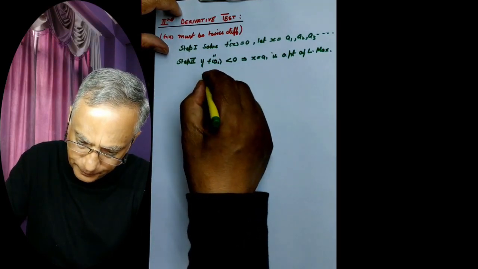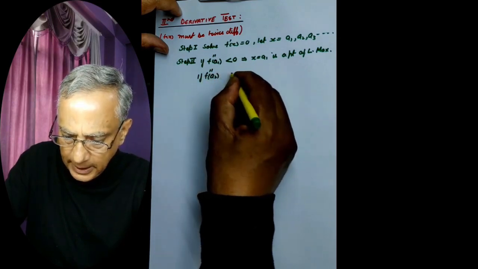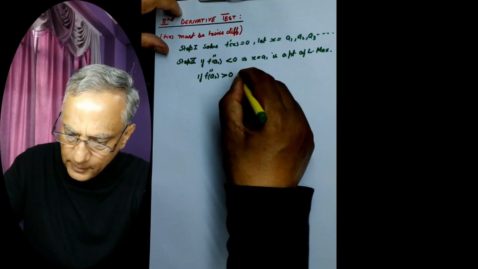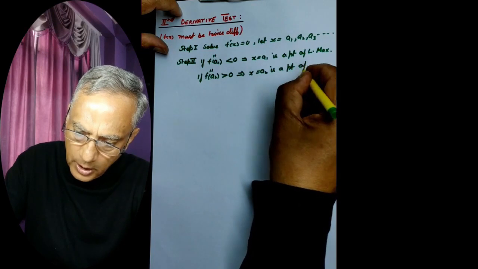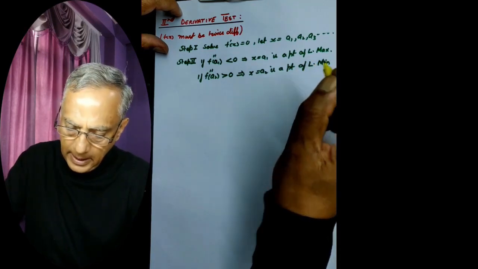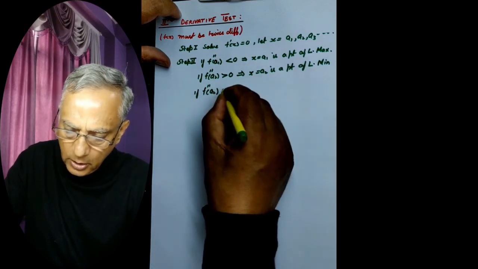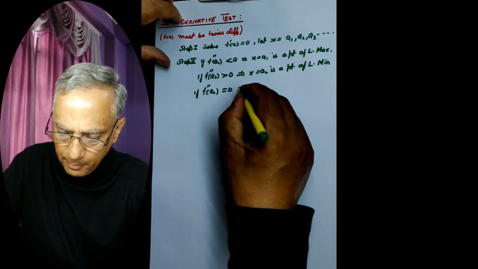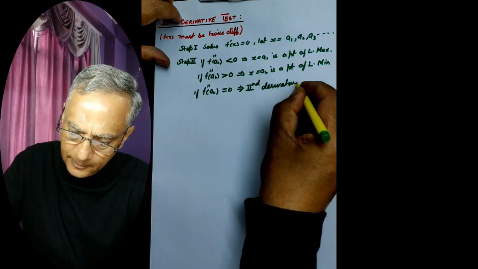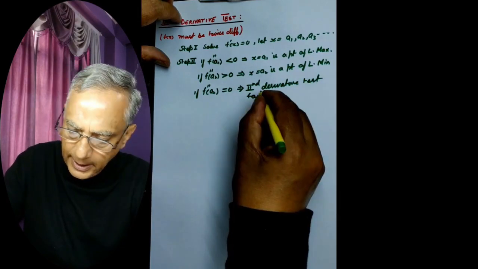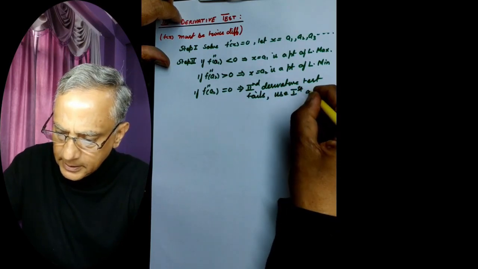And if f double dash a2 is greater than 0, then this will imply x equal to a2 is a point of local minimum. And if f double dash a2 is equal to 0, then this implies the second derivative test fails, and in this case use the first derivative test.